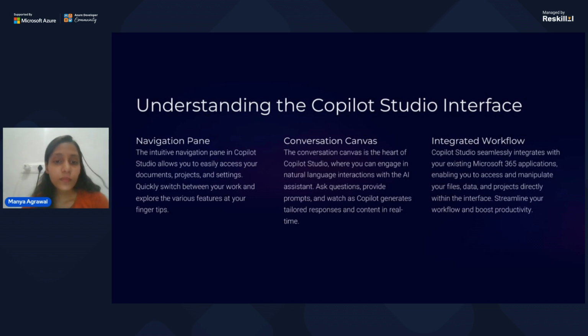Now, the second option is the conversation canvas. This is very essential and helpful for us. Conversation canvas is the heart of Copilot Studio, where you can engage in natural language interaction with AI. Ask questions, provide prompts, and watch as Copilot generates tailored responses and content in real time. Basically, you can ask any question to the AI, and you can solve everything.